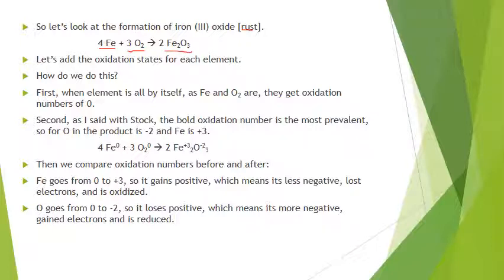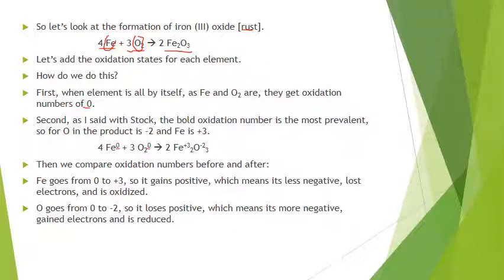So what we want to do is add the oxidation states for each element and then figure out what is being oxidized and reduced. So how do we do this? First, when the element is all by itself, just like Fe or O2, notice it's not a molecule, it gets an oxidation number of 0. So we put zeros here.